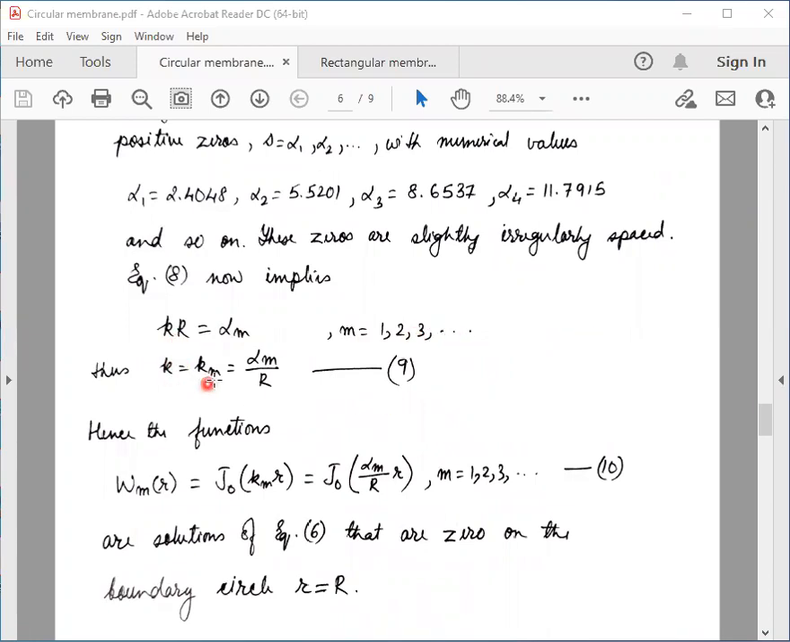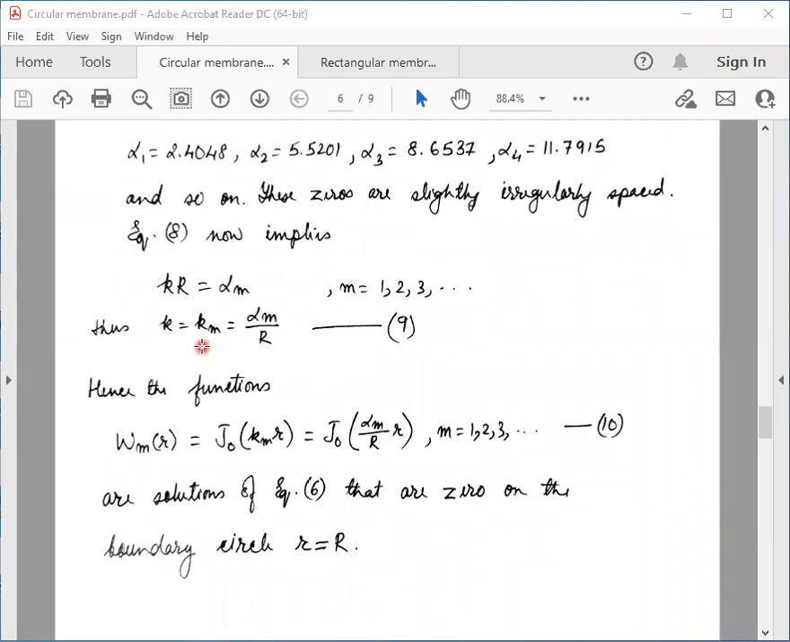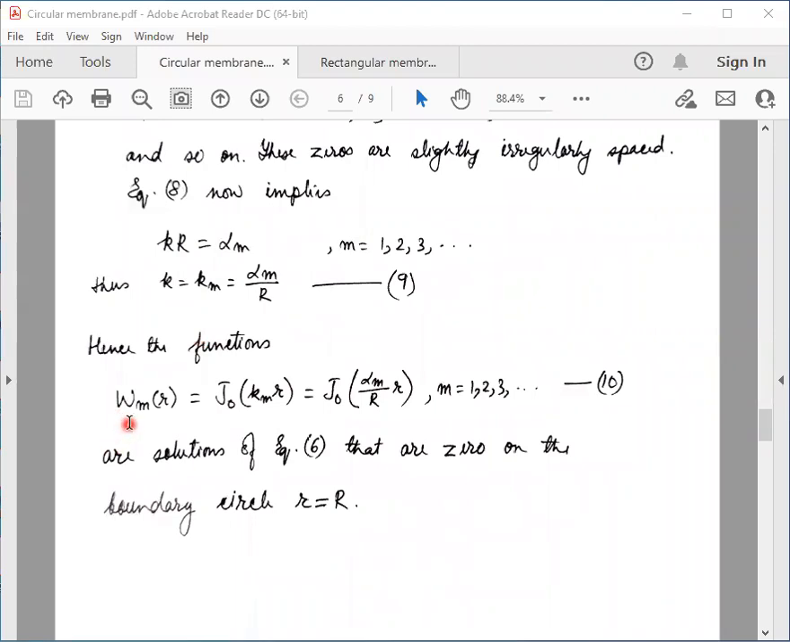This implies Km is equal to alpha M divided by capital R. We call this equation number 9. So we have found the value of Km. So substituting these values of Km in equation number 8, what do we get? WM(r) is equal to J0(Km r). This is equal to J0(alpha M r by R).